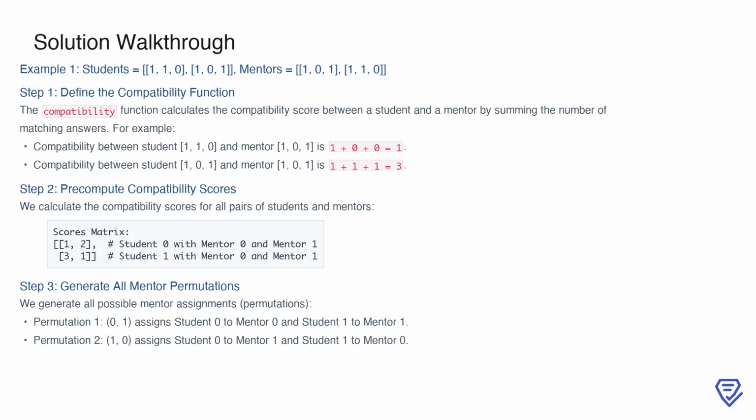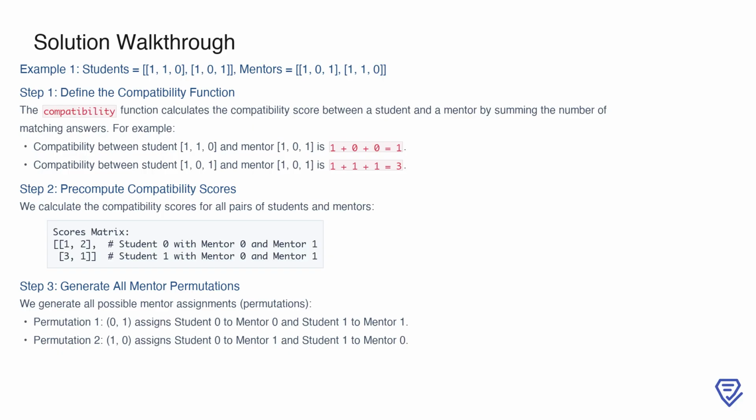To solve this problem, we start by defining the compatibility function, which measures how well a student and a mentor match based on their answers. The score is calculated by summing the number of answers where both the student and mentor agree. For example, if we compare student [1, 1, 0] with mentor [1, 0, 1], their compatibility score is 1 because they only agree on the first answer.